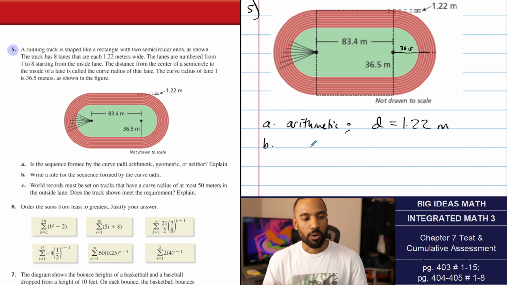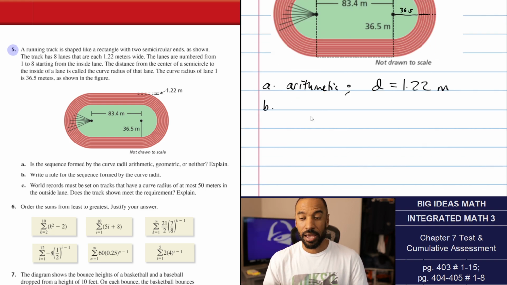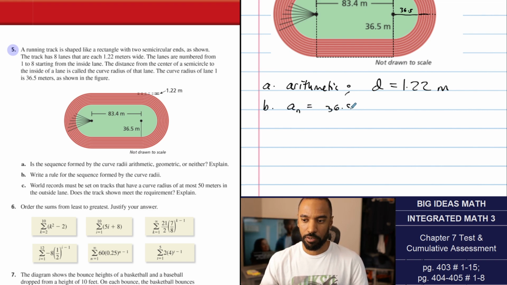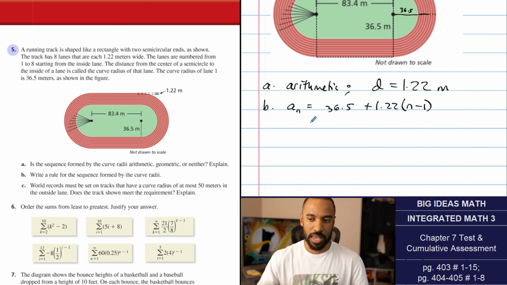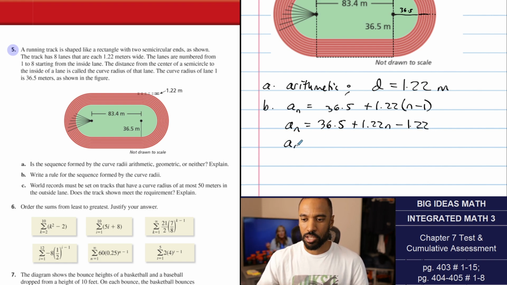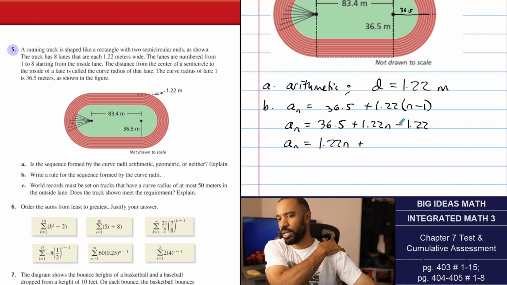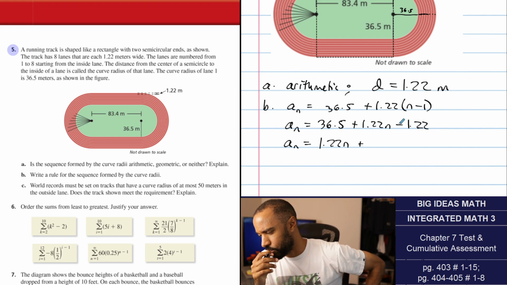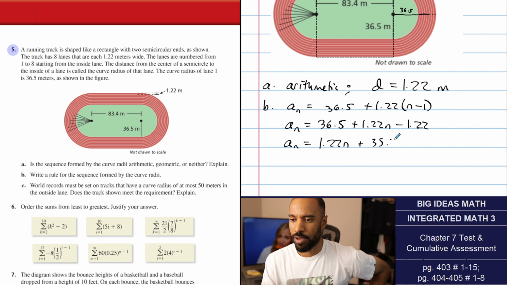Part B. Write a rule for the sequence formed by the curve radii. So that's where, again, the first one is 36.5 away, and then you're adding 1.22 each time, times that n minus 1 bit. So if I'm going to simplify that, it's plus 1.22n minus 1.22. 36.5 minus 1.22 is going to be 35.28, I think. 35.28, and that's going to be in meters.